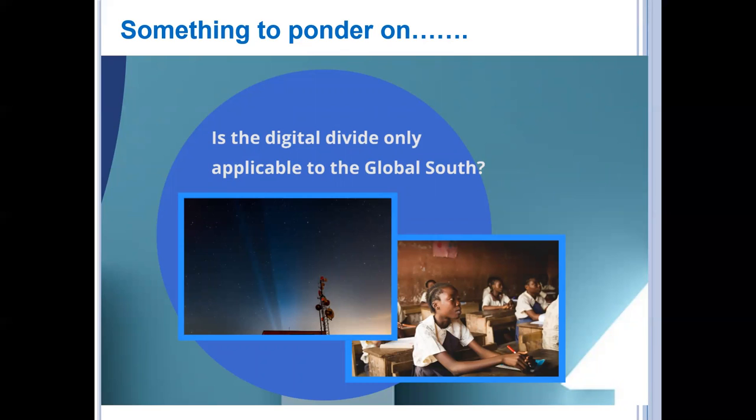This is a question I want you all to ponder on. Is the digital divide only applicable to the Global South? Or are there issues of the digital divide in the Global North? This is something that we all need to think about.